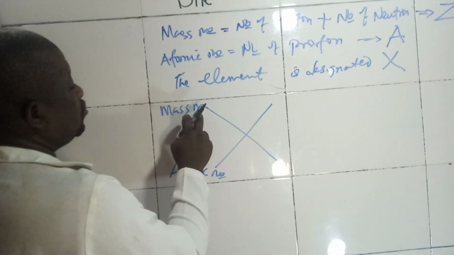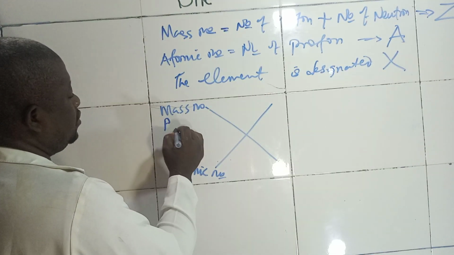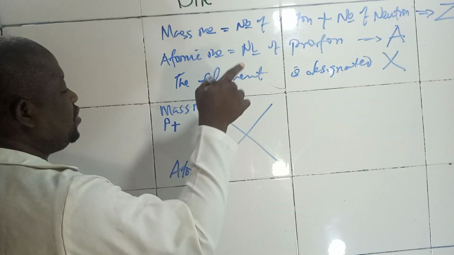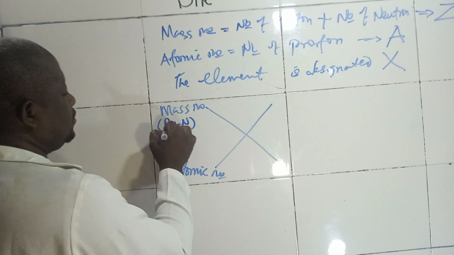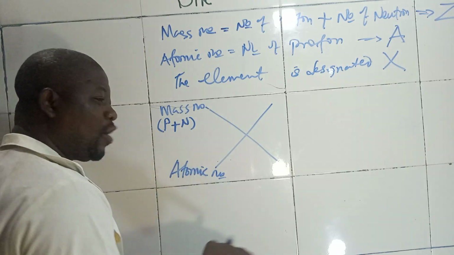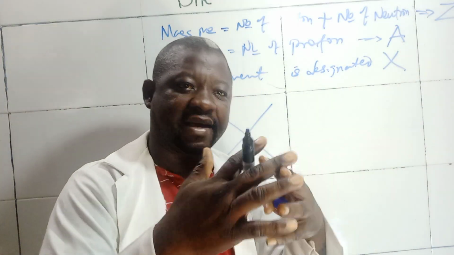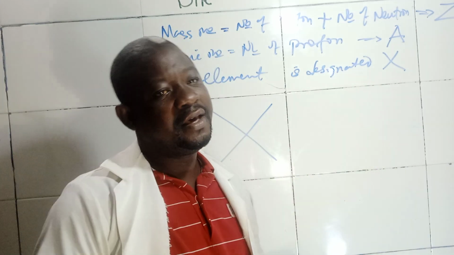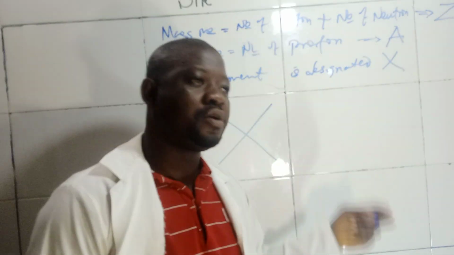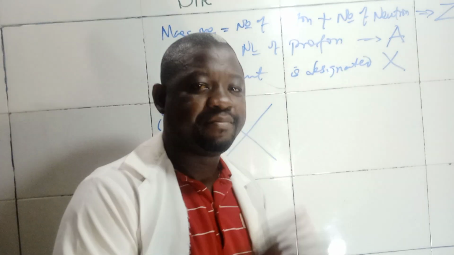So you know that your mass number is the number of protons, which is P, plus the number of neutrons, which is N. Your atomic number is the number of protons or electrons, because I told you protons and electrons will always counter each other. If protons are 5, electrons will also be 5. If protons are 20, electrons will be 20, so that they can balance, so that the atom can be stable.